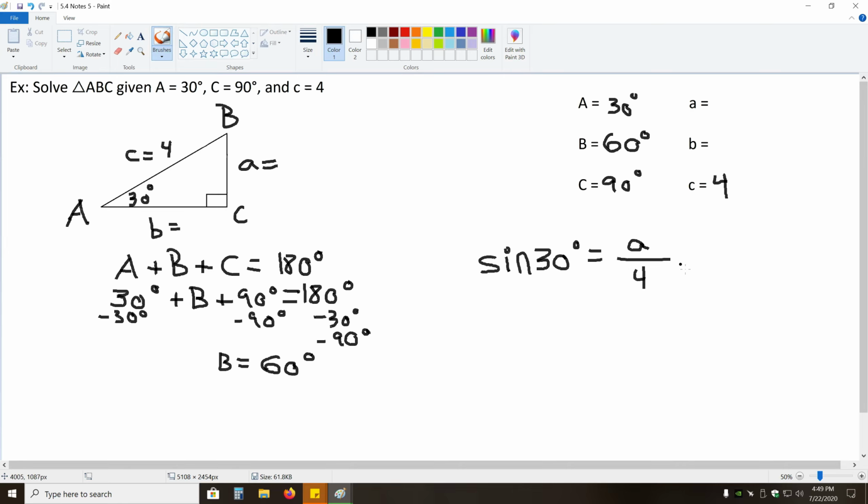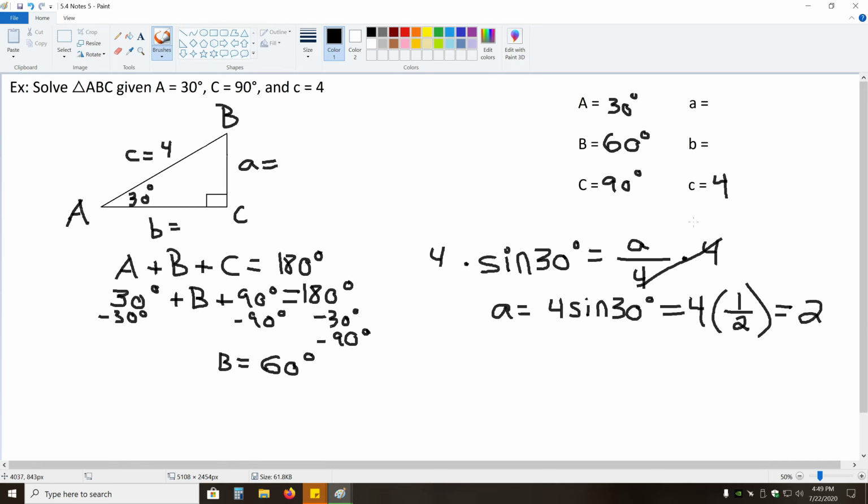And from here, if we multiply each side by 4, that will get rid of this 4 in the denominator over here, leaving us with A equals 4 times sine of 30 degrees. But do we know what sine of 30 degrees is? We do. That's from our table. Sine of 30 degrees, sorry, a little typo here. Sine of 30 degrees is equal to 1/2. So A is equal to 4 times 1/2, which is just 2.